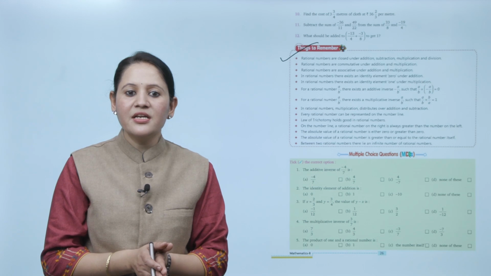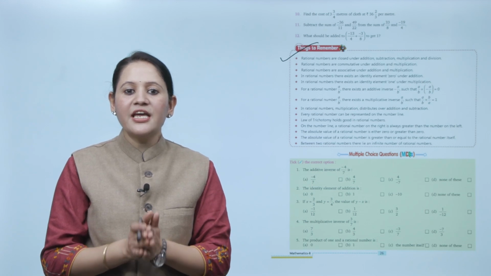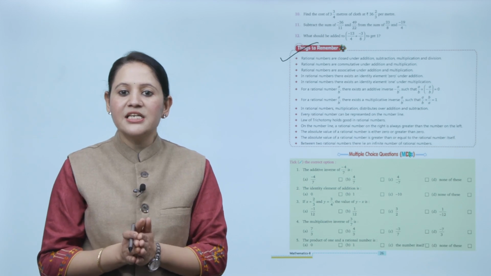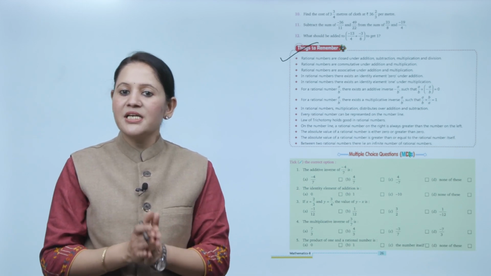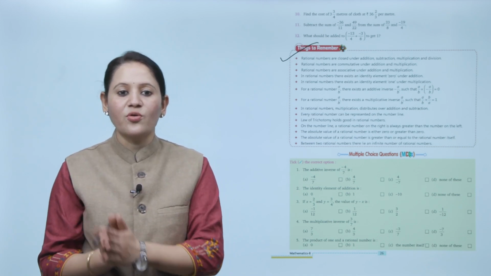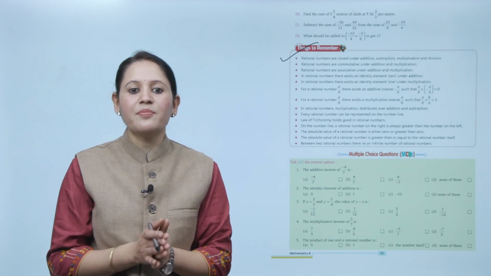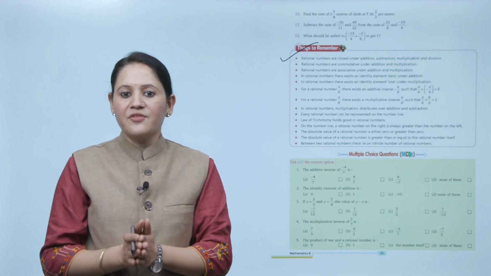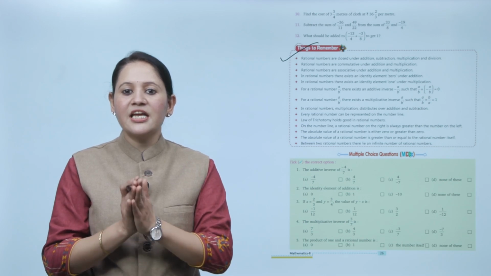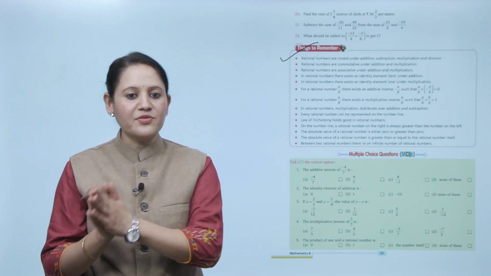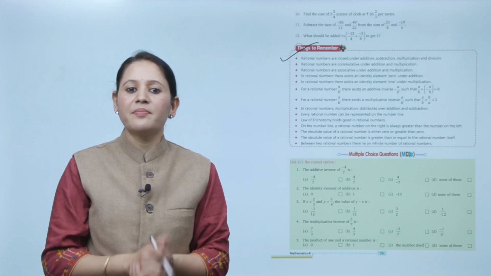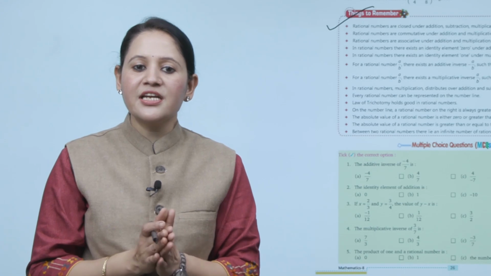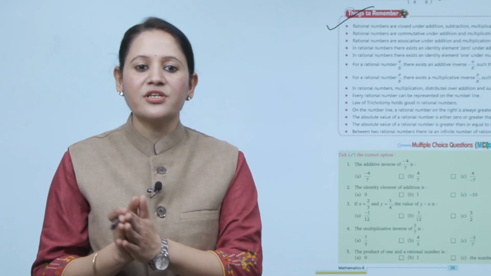For the rational number a upon b, there exists an additive inverse, that is minus a upon b, such that a upon b plus minus a upon b equals 0. For rational number a upon b, there exists a multiplicative inverse, that is b upon a, such that a upon b multiplied by b upon a equals 1. Multiplication distributes over addition and subtraction. Every rational number can be represented on the number line.